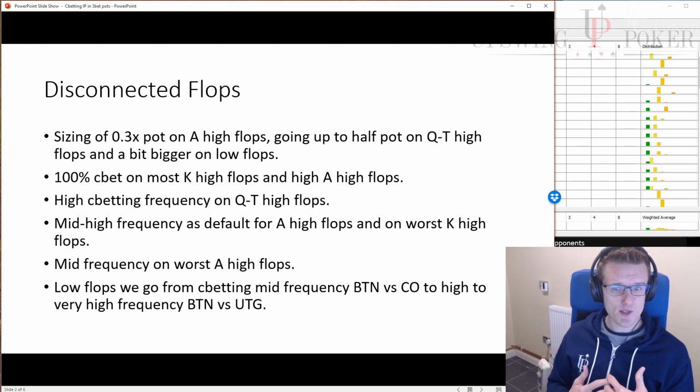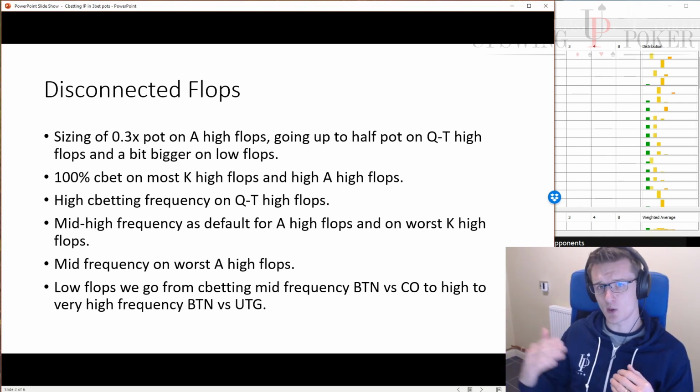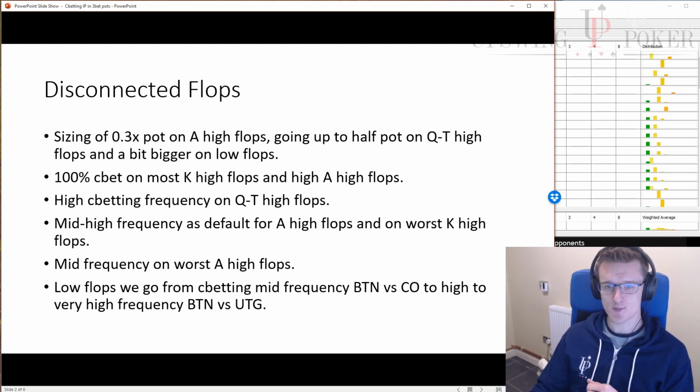Queen to 10 high flops, we're still doing pretty well because we've got our high overpairs and plenty of top pairs still. So we can c-bet a high frequency overall on those boards, queen to 10 high. And then our frequency is a little bit lower as default for ace-high flops. While we have, like I say, quite a deep range advantage, our opponent still does have a lot of ace-x. So if we just have some standard ace-high flop that's not particularly high, we're only going up to a mid-high frequency.